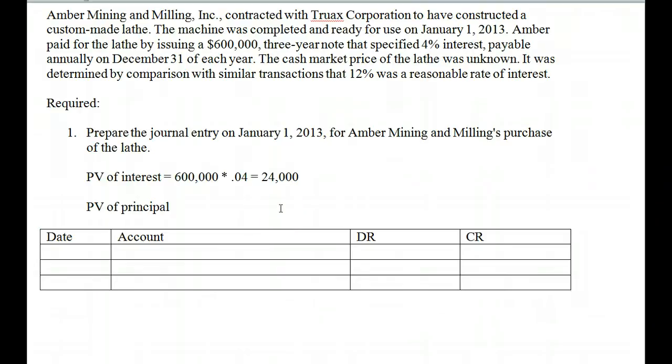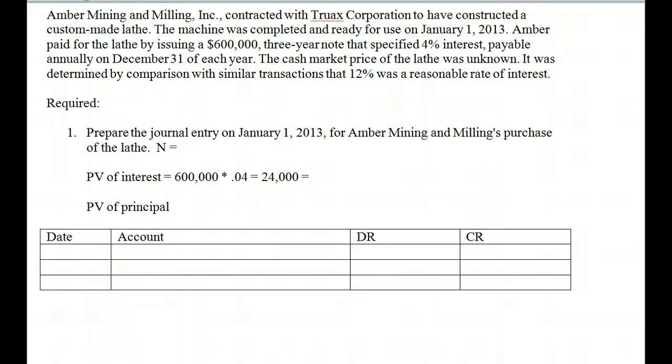Now the PV of interest, interest is an annuity because it's paid out over time. It's not a one-time payment. There are multiple payments. And it's an ordinary annuity because the interest is paid at the end of the period, not at the beginning. So in other words, the interest is going to accrue and then we're going to pay the interest. That's an ordinary annuity. So if we look at our tables, there are two things we need to know: the N and the I. In other words, we need to know the number of periods and the interest rate per period.